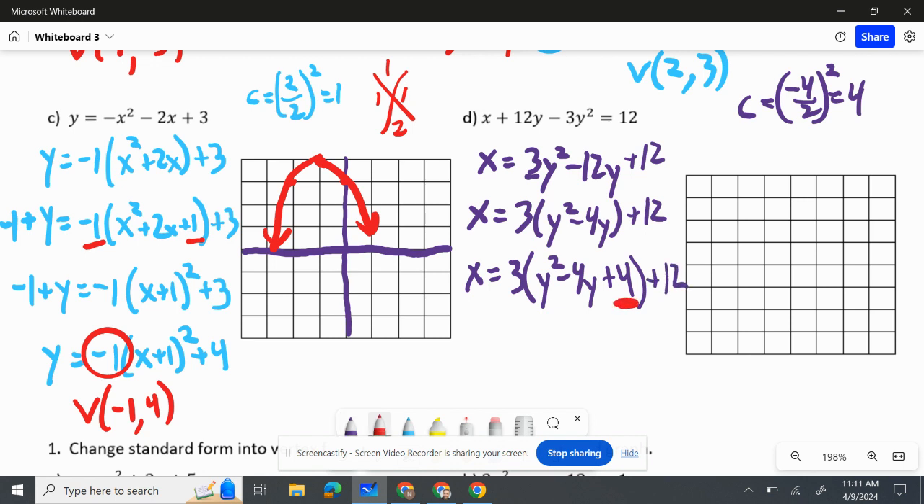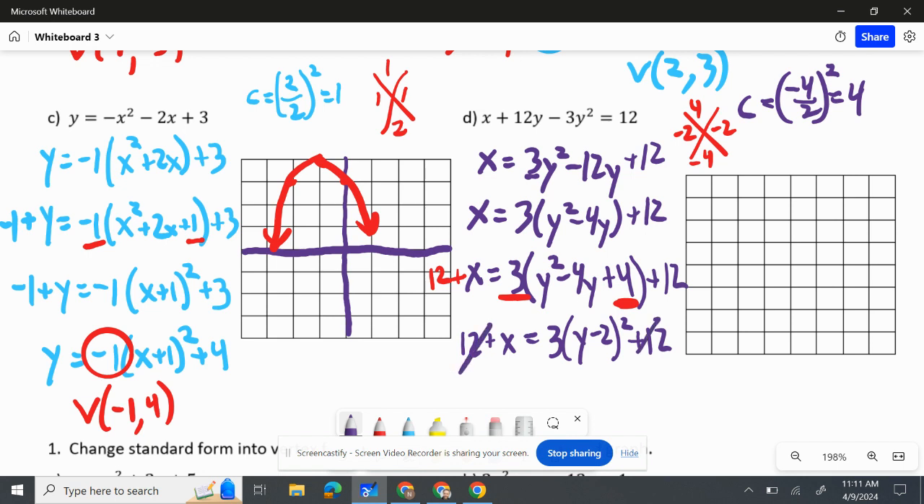Because the 4 is on the right side and there's a 3 outside of it, I'm going to add 12 to the other side because 3 times 4 is 12. Then I'm going to factor it. Two numbers that multiply together give me 4 and add up to negative 4 would be negative 2, negative 2. Once again, if we're doing this correctly, it should always be the same number. Then I'm going to subtract the 12, and so the 12s cancel. And I have x equals 3 and then y minus 2 squared.